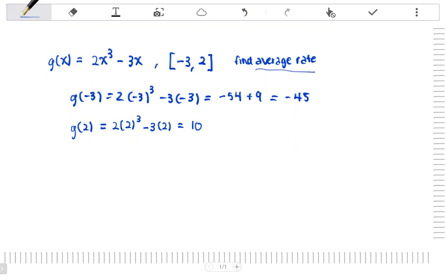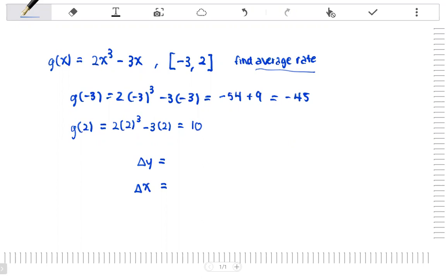What's our third step? You have to find the change of y and change of x. Right? So what's our change in y and what's our change in x? 35. I mean, no, 55. 55? Is that our change in y or change in x? That's a change in something, but is it?